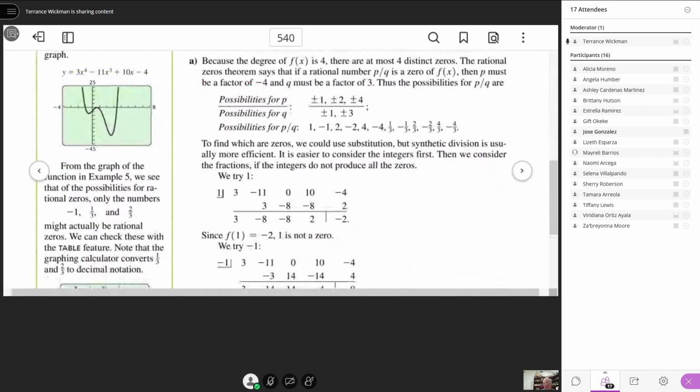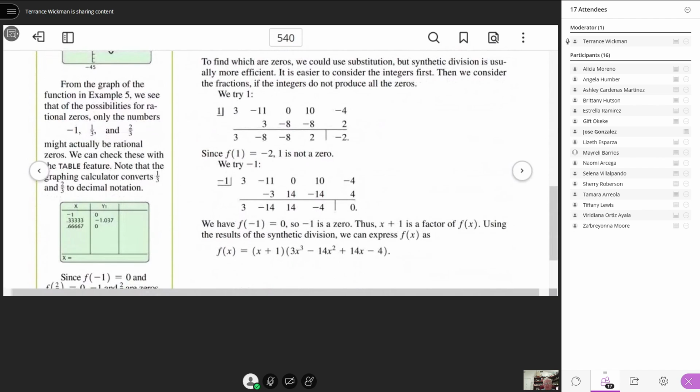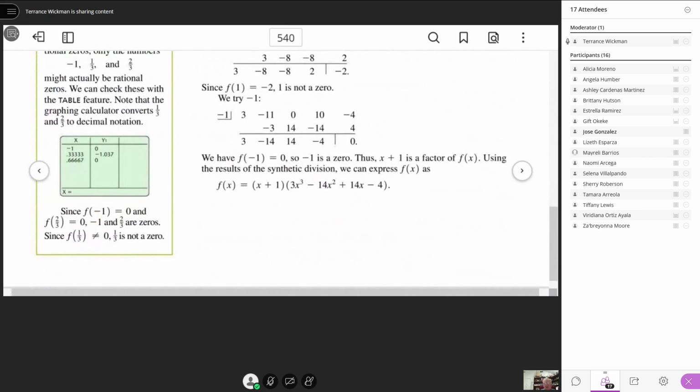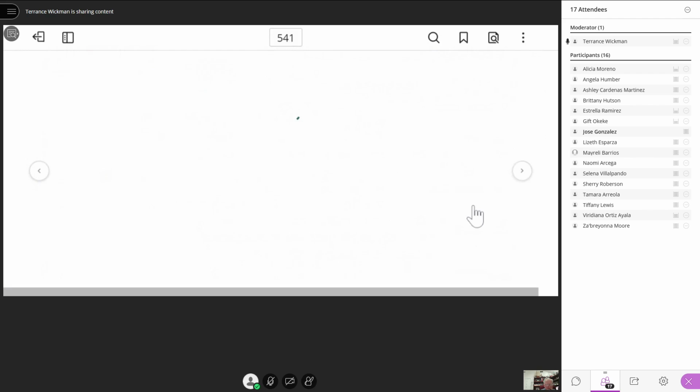Now, next they tried number 1, that was a no-bueno, because you got -2. So if you try 1 and it doesn't work, then you try -1, and it worked. So once that works, we know we have x plus 1. Now, that means this 3 stands for the remainder, 3x cubed minus 14x squared, 14x minus 4. So we got to try something else. Usually they do 2's or -2's, until they can get it down to a square, because then you can use the quad if you need to.